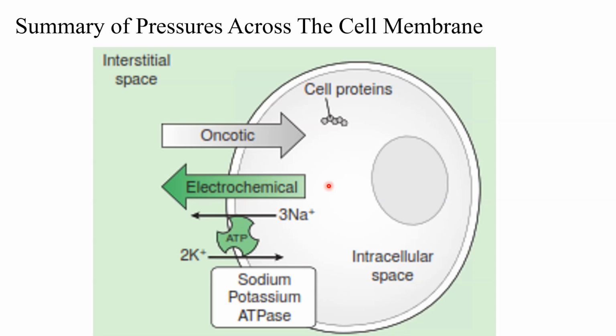Now come to the chemical gradient. Chemical gradient depends on the concentration difference between the two sides. Now, talk about the sodium. Sodium is generally how much outside?